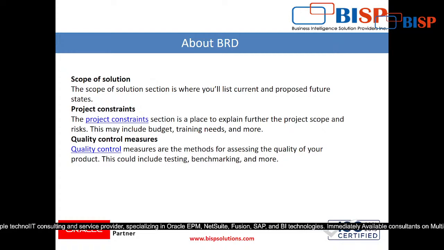Then comes project constraints. Now project constraints means the place where you explain further the project scope and risk. This may include budget, training need, and more. For example, they have added one additional section.